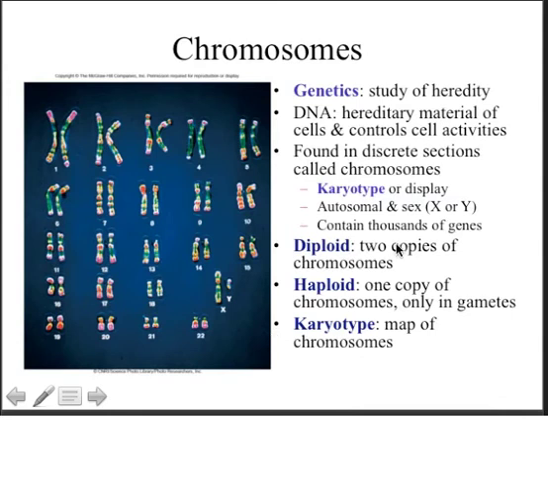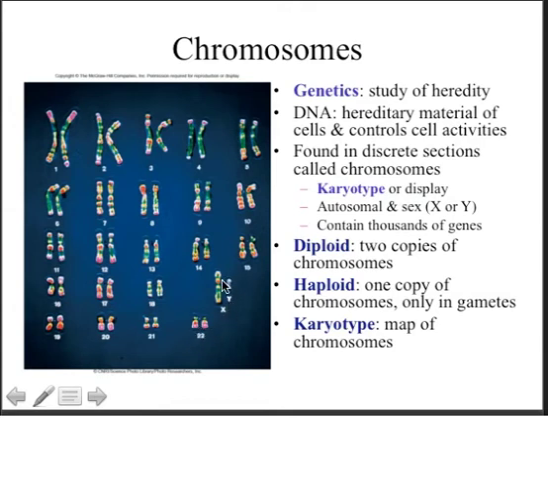Now, chromosomes are the DNA molecules that carry the pieces of information that dictate all of the traits that we associate with the human condition. Genetics is the study of heredity. DNA is the hereditary material found in the nucleus that controls virtually everything that the cell does. The chromosomes are numbered in order from biggest to smallest. So chromosome number 1 is the largest, and chromosome number 22 is the smallest.